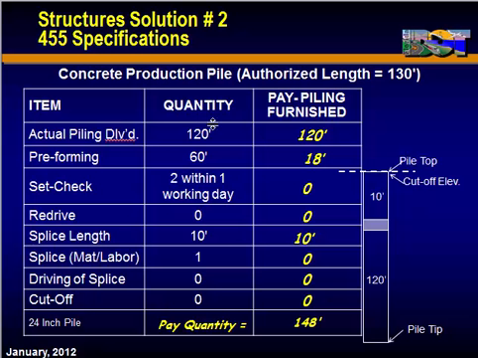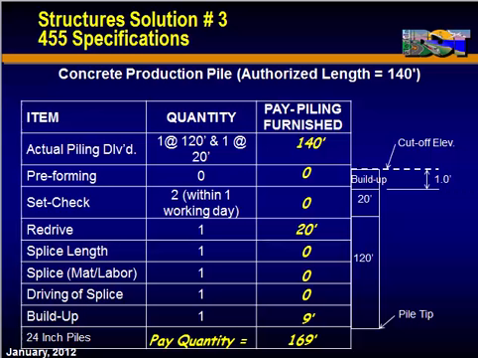But remember, he only brought in 120 feet, so we would pay him for furnishing that pile. Had he brought in a 130-foot pile, there would be no need to do any splice labor. So therefore, he gets no payment for splice labor or driving of the splice, and cutoff's always free. So our total payment for this pile would be 148 feet.